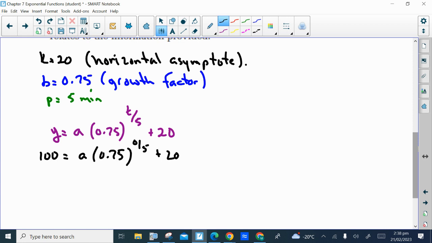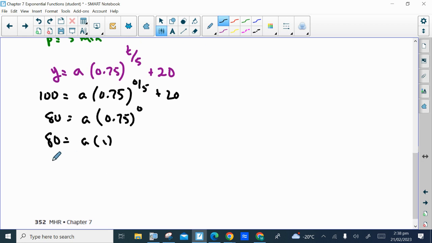So we can subtract the 20 from both sides. That'll give us 80 on the left. Also on the right, you're going to have A times 0.75 to the power 0, because 0 over 5 is 0, and anything to the power 0 is 1, which means A equals 80.